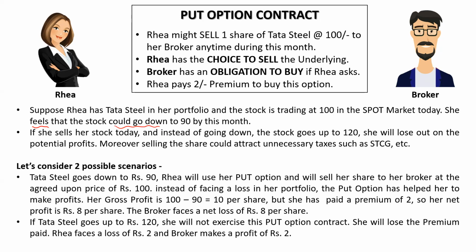Let us consider two possible scenarios. Now, if Tata Steel indeed goes down to 90, then Ria will use her put option and she will sell the share to her broker at the agreed upon price of 100. So we have the NSE and we have the broker. The price in NSE is 90. If she decides to sell the share to the broker, she will get 100. So where will you sell? Will you sell it for 90 or will you sell for 100? Obviously, you will sell it at 100. So you will sell it to the broker. That means you will use your option contract.